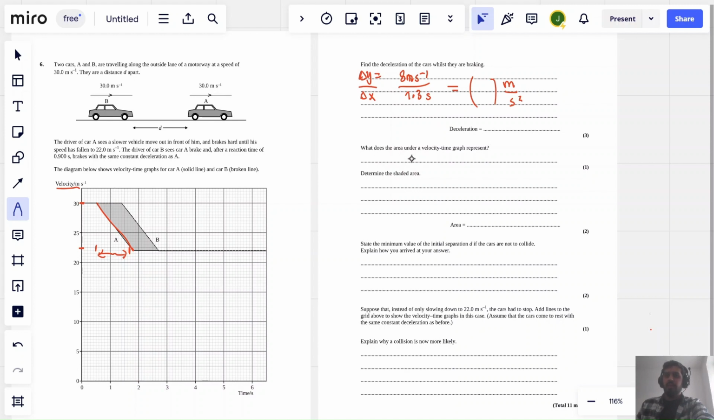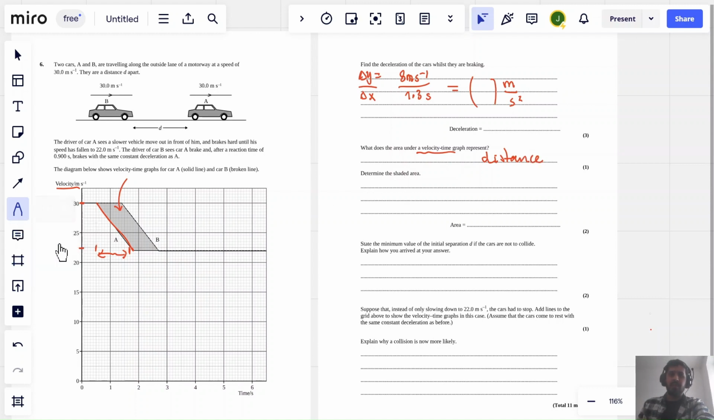Next question is, what does the area under a velocity time graph represent? Now, they're not asking about the area which is shown here, which is the shaded area. They are just asking you, what does the area under a velocity time graph represent? For any velocity time graph, we know it's very simple. The area under a velocity time graph gives you distance, right?